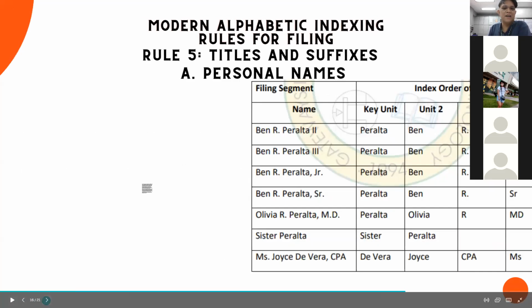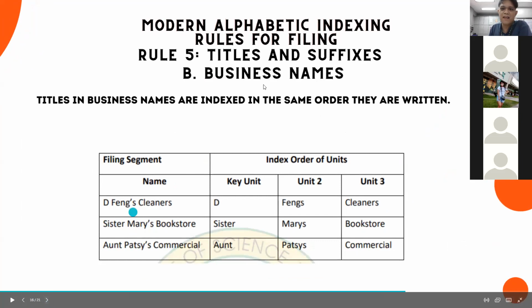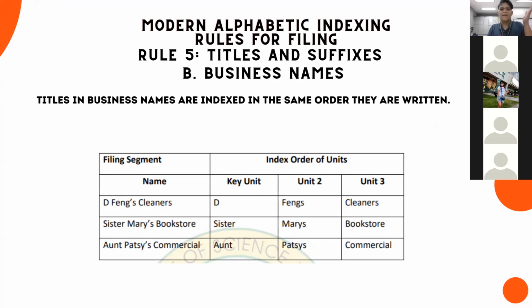So next, rule number 5 for business names. Titles and business names are indexed in the same order as they are written. Unlike personal names, which get reversed based on the key unit, with business names the indexing is the same as how it is filed, in the same order of units.